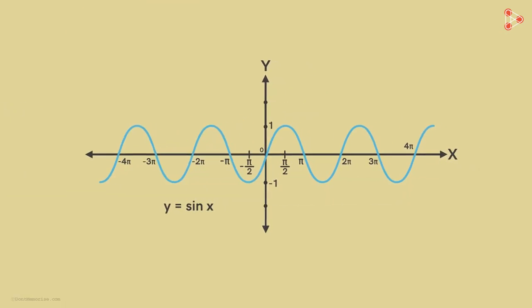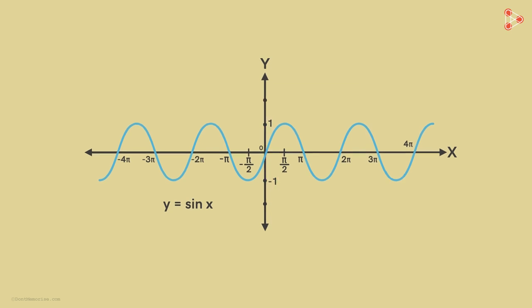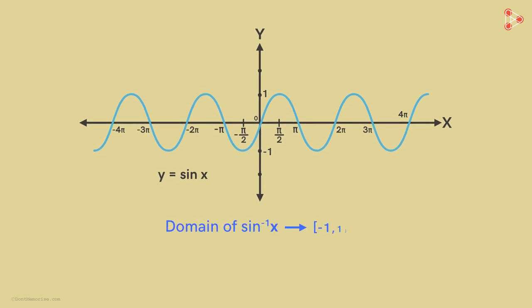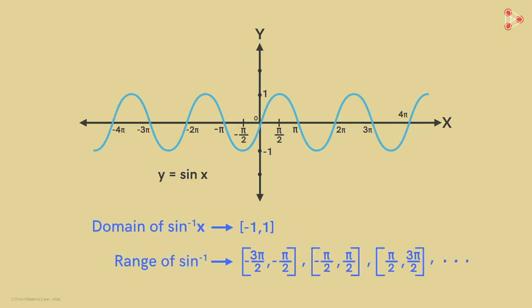If we look at this graph, we understand that the range of sine x is from -1 to 1. So sine inverse will be a function whose domain would be -1 to 1, and the range could be any of these intervals. This is because in all these intervals, the sine function is bijective and hence invertible. Corresponding to each interval, we get a branch of the function. Of these, the branch with the range -π/2 to π/2 is called the principal value branch.